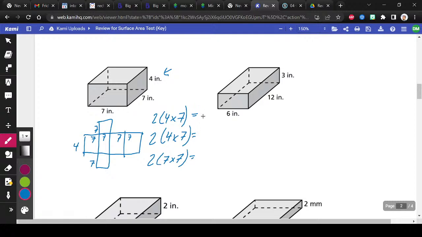2 times 4 times 7 is 56. That's 56, and this is 98. So 56 plus 56 plus 98 is 210 inches squared.